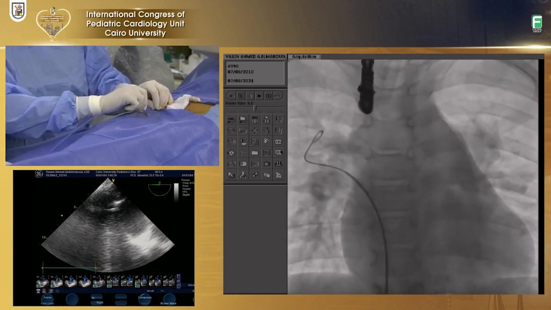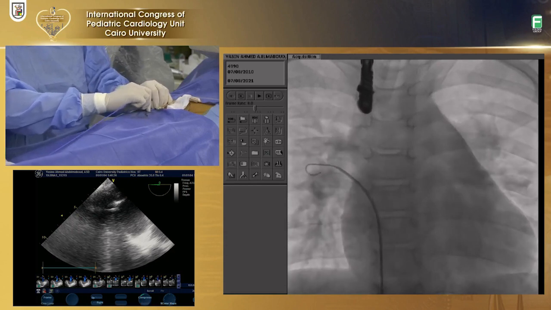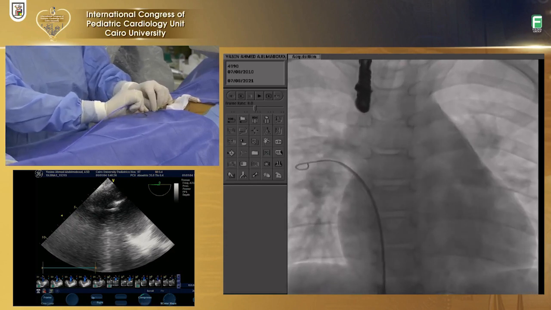Okay. In the upper right pulmonary vein.